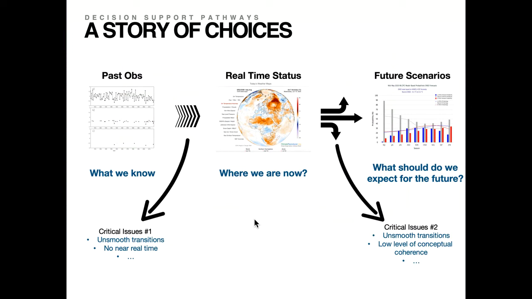Or in the forward transition between the real-time status and the future scenario, we can again have some unsmoothed transition. For example, dealing with future scenario indicators which are not bias corrected with respect to past observations, or which reveal a low level of conceptual coherence, indicators in the future that could not be linked directly and smoothly with those in the past.